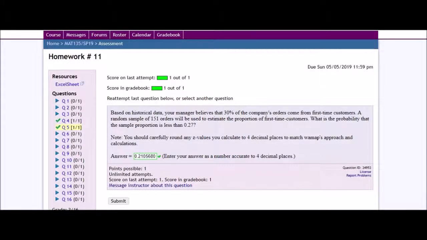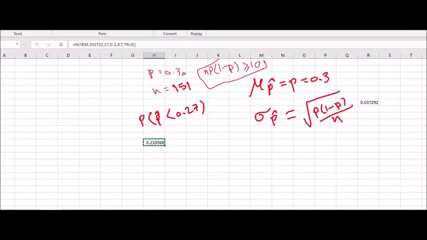And to draw that, just to make sure that we can see what we're doing, this is the normal distribution. And we want to find the probability that one of these sample proportions is less than 0.27, which is represented with this area. To find this area, we apply the normal distribution function.